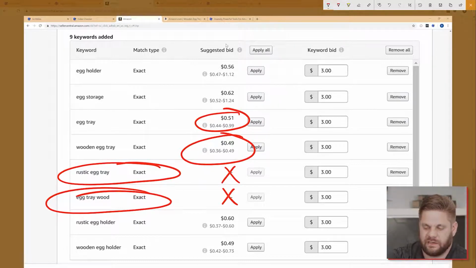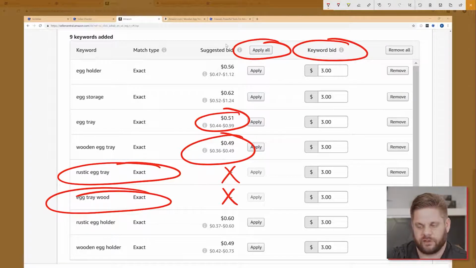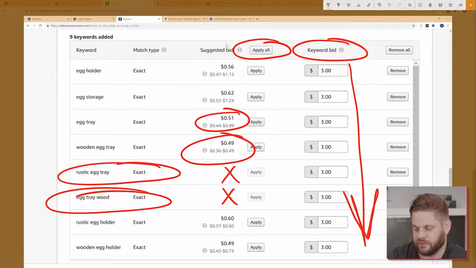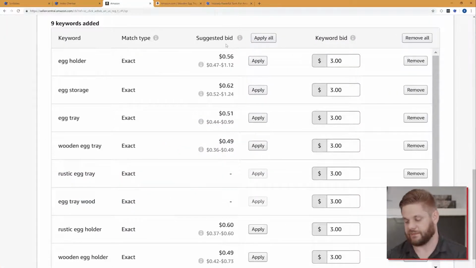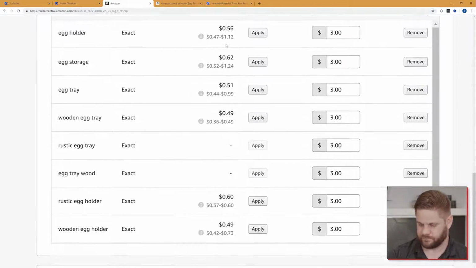So again, they want us to apply their suggested bids. We're not going to do any of that. We set a predetermined keyword bid amount at $3, which as you see, goes all the way down and applies all of those manually. So I think that we're on the right track. We're just going to leave that at $3 a bid. All right.